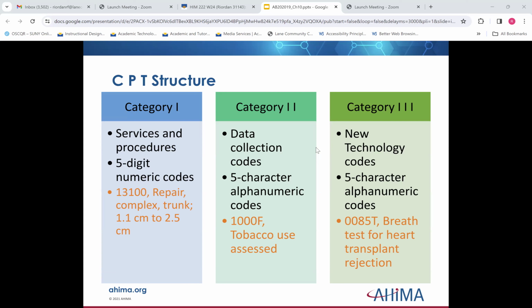Category 2 is data collection codes, and these are alphanumeric codes. So if you assess tobacco use, you're going to use 1000F. And then category 3 is new technology codes. So these are the things that are coming online. You can see an example here with 0085T.